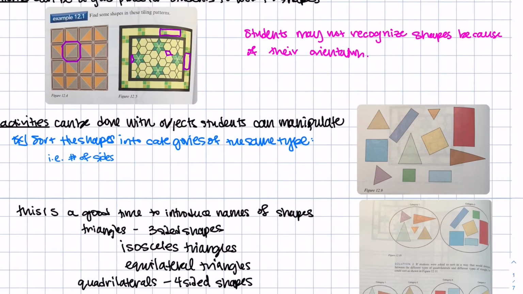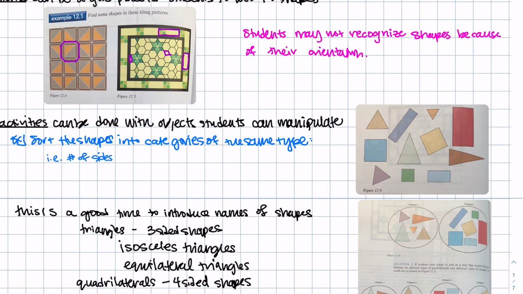Okay, so for example, if I have this batch of shapes on the right here, I can sort them in a few different ways. I might start off by sorting them into two categories. I can sort them into triangles and quadrilaterals, or things with 3 sides and things with 4 sides. So I can pick out all my triangles and put them into one group, and then pick out my quadrilaterals and put them in another.